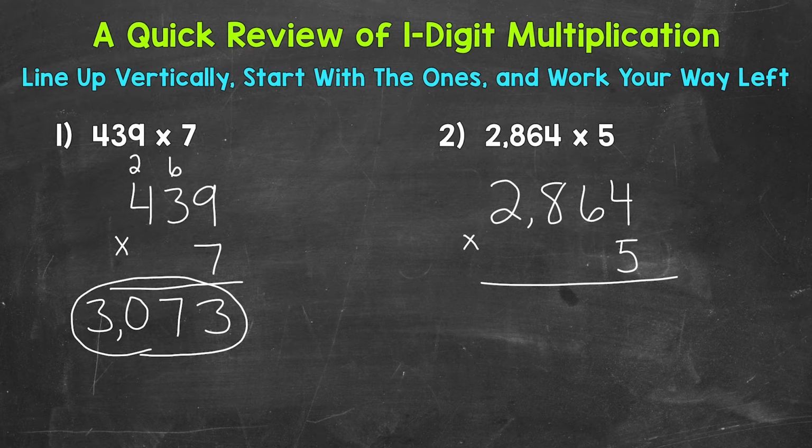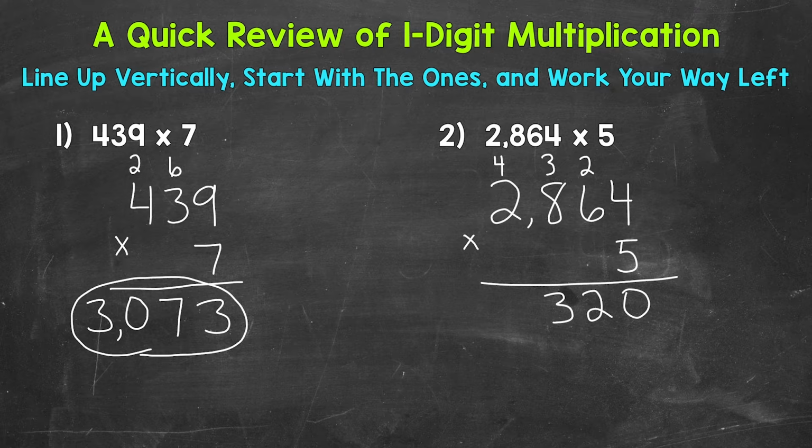So we have a 4 in the ones place. 5 times 4 is 20. Let's put our 0, carry the 2. Then we have the tens place where we have a 6. 5 times 6 is 30, plus the carried 2 is 32. Carry our 3. Then we have the hundreds where we have an 8. So 5 times 8 is 40, plus 3 is 43.